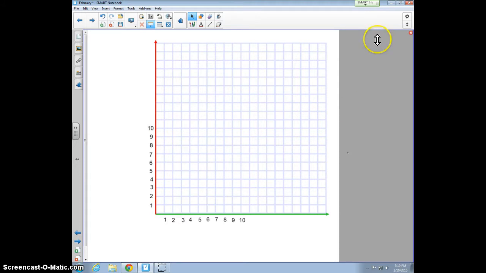So first, I'm going to start off with the ordered pair. An ordered pair gives us information. It says, for example, the pizzeria is located at 3, 6. And we need to know what that means and what it's telling us to do. What are these directions telling us?